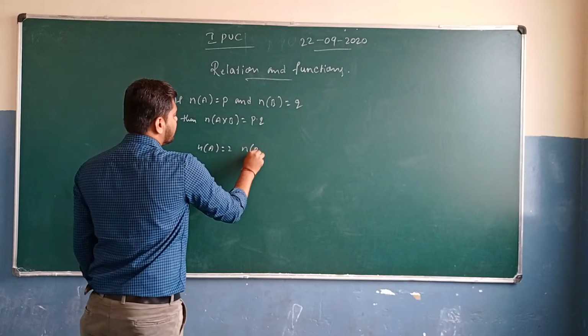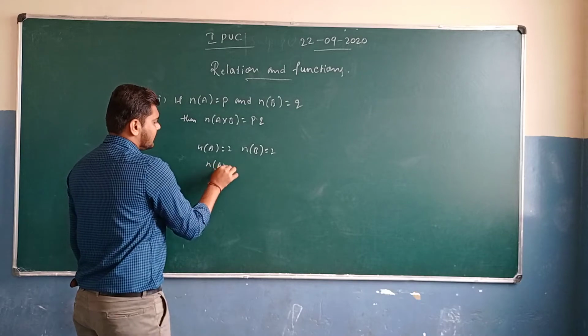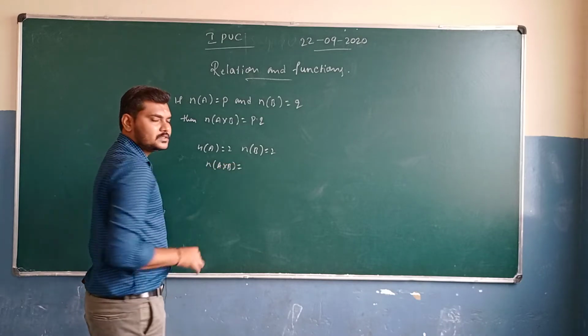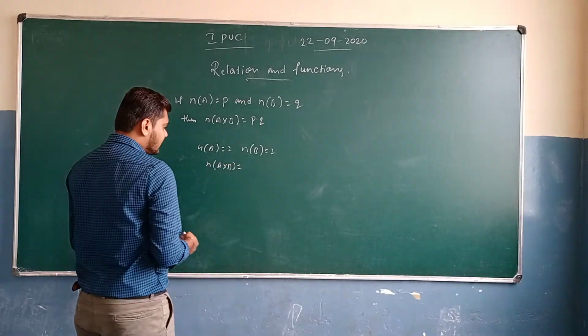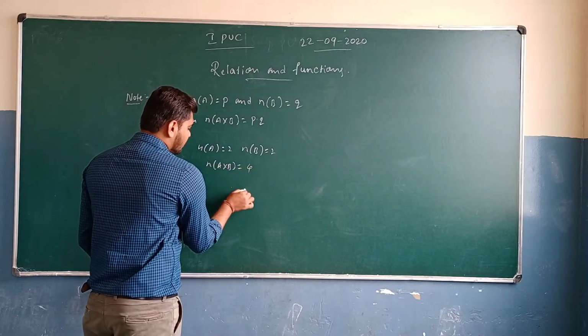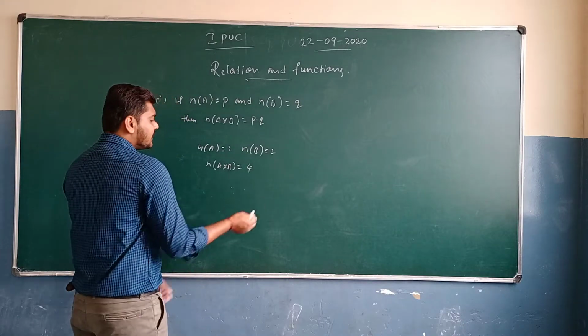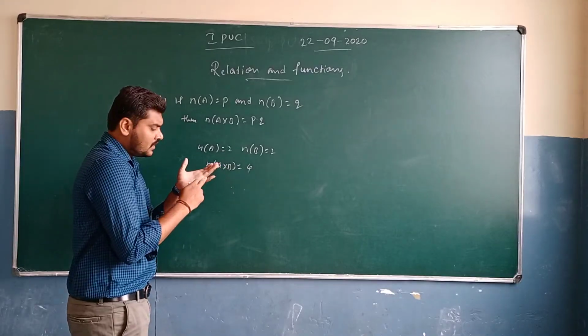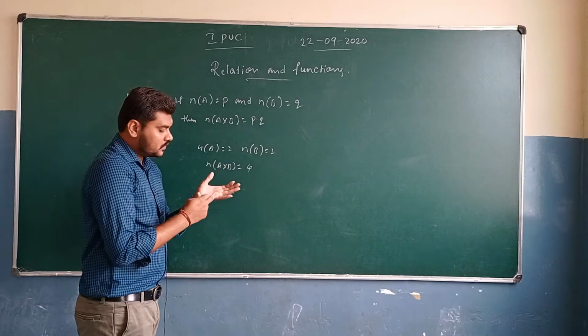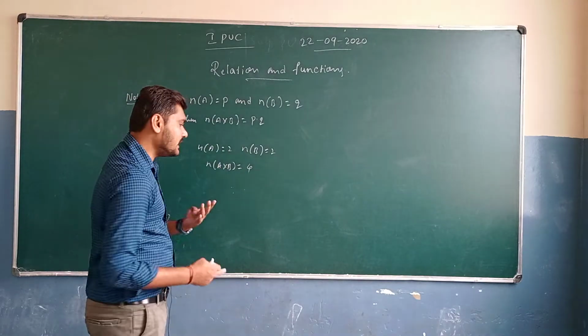n of B also had 2 elements. So what is going to be the n of A cross B? How many elements does n of A cross B have? In A cross B we get 4 elements. How? 1, 3; 1, 4; 2, 3; 2, 4. These are the elements in A cross B. How many elements were there? 1, 3 is one; 1, 4 is two; 2, 3 is three; 2, 4 is four. There are 4 elements in A cross B.